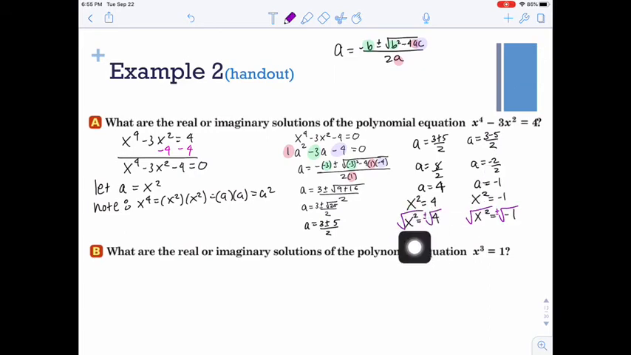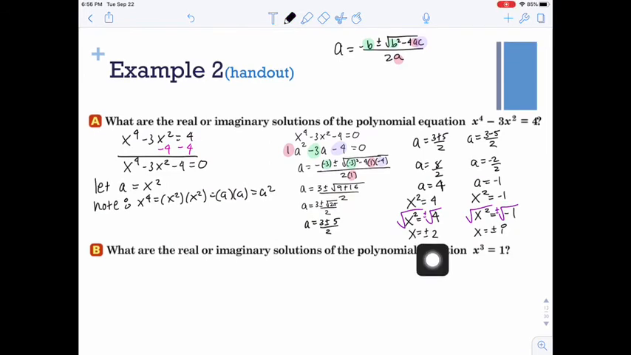And then we can take the square root of both sides. So x squared square rooted becomes x, and then plus or minus the square root of 4. And then the square root of 4 is 2, so we have x equals plus or minus 2.